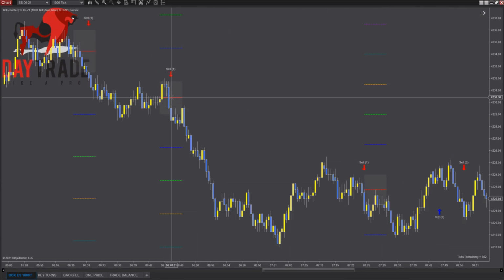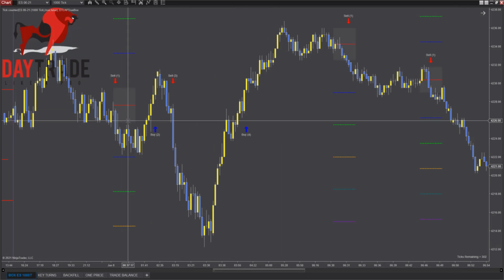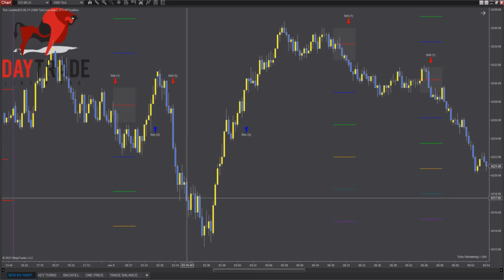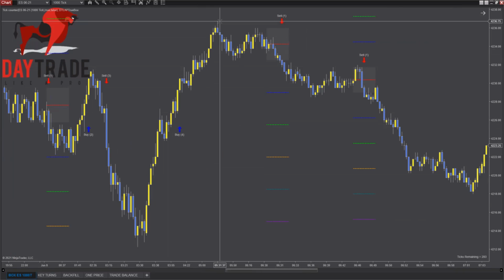And then here's a short. That one obviously worked. Here's a short. This one worked. Here was a short opportunity. It came one tick from the target. Don't turn that into a loser. This one didn't quite work out. Don't turn that into a loser. This one you probably wouldn't have gotten because it blew right through here and then never looked back. And then this one, the buy actually did work.